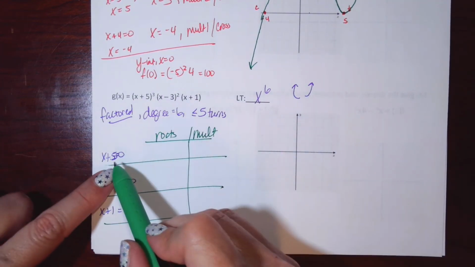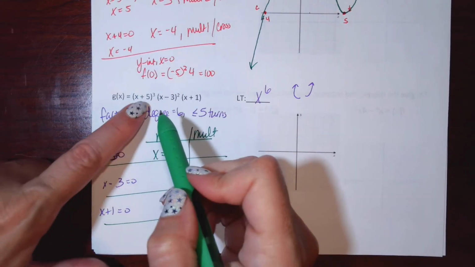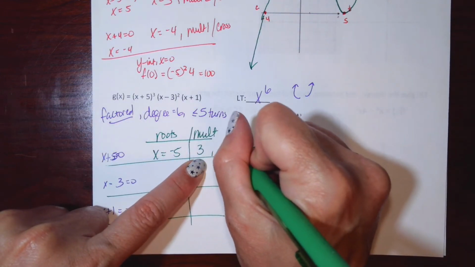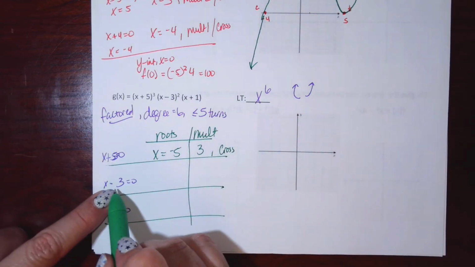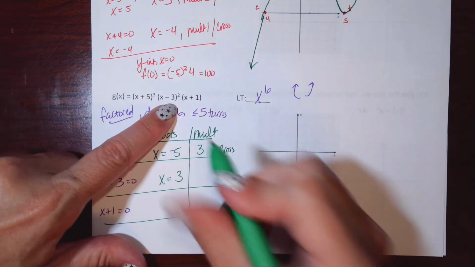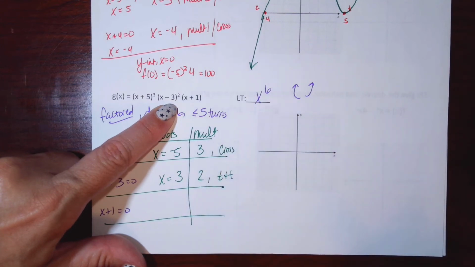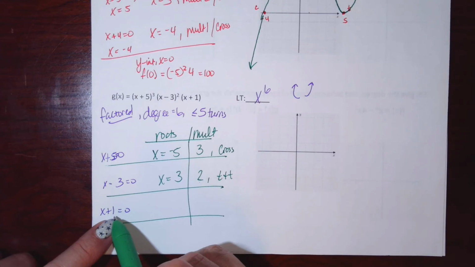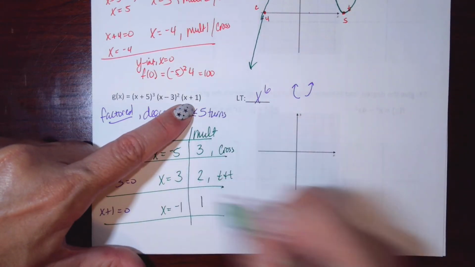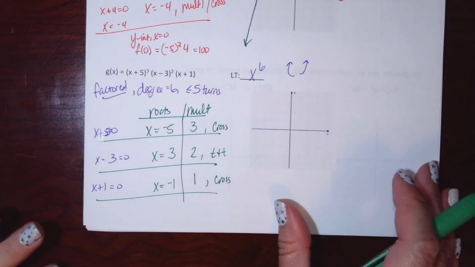When I take this first factor, x plus 5 equals 0, set it to 0, I get a root at negative 5. Multiplicity 3, that's odd, so it's going to cross at that root. X minus 3 equals 0 gives me a root at positive 3. Multiplicity is 2, so that is going to touch and turn because that's an even multiplicity at that root. And then if I set this equal to 0, I get x equals negative 1. That exponent is 1, multiplicity is 1, so it's going to cross at that root because 1 is odd.